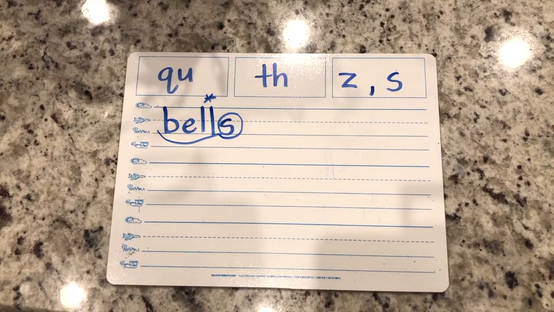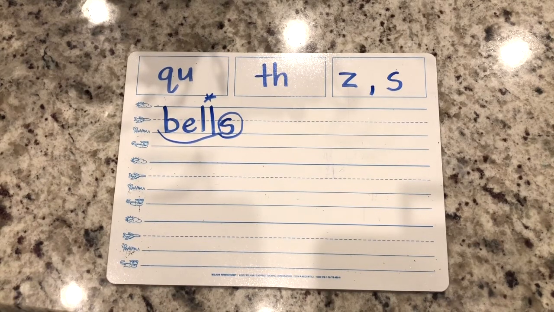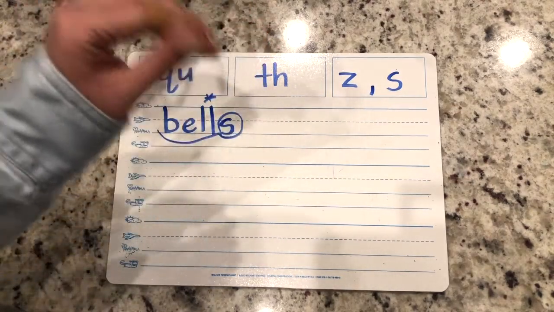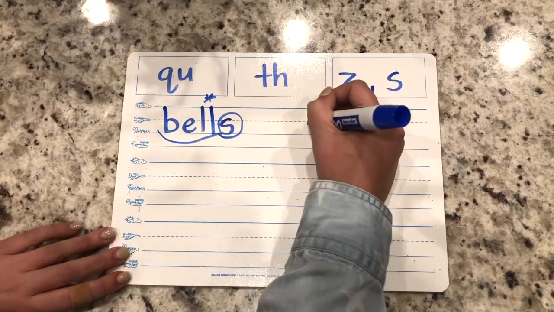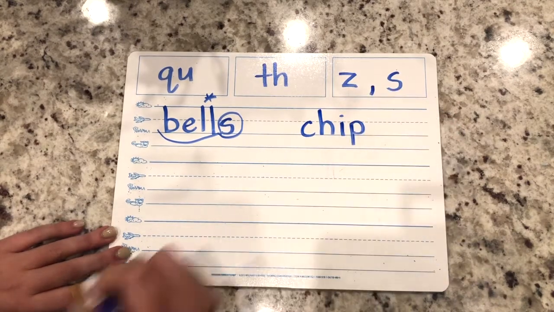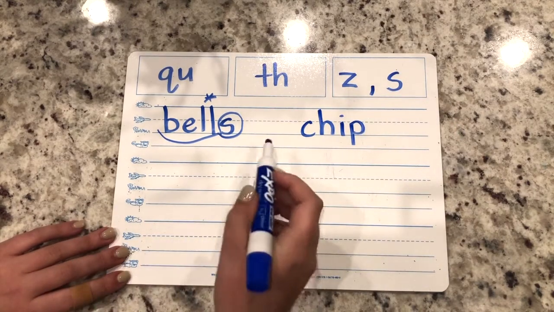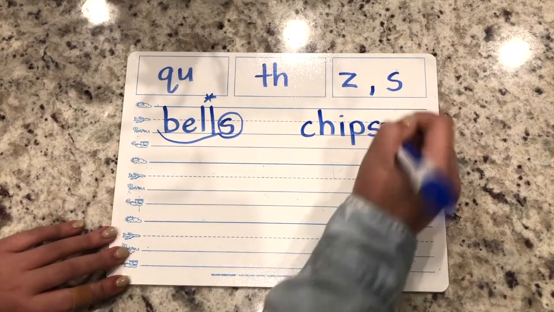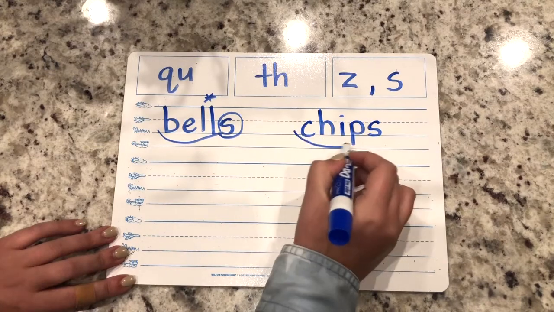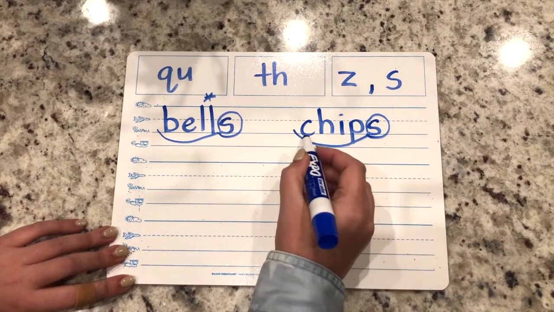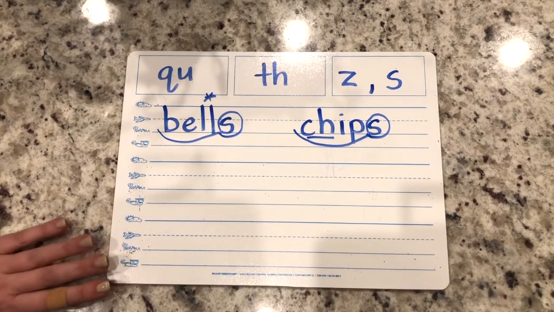Now let's do the word chips. Chips. The base word is chip. Ch-ip. Chip. Now I want it to say chips. What do I add? Suffix S. Scoop your base word. Circle the suffix. I see a digraph. It gets one underline.